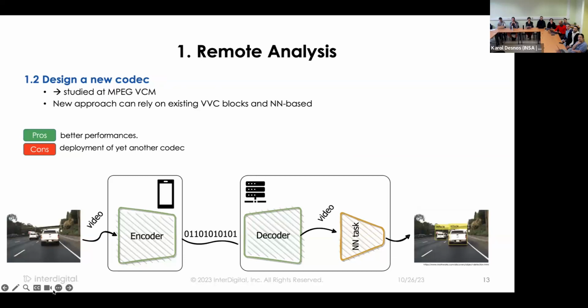And then MPEG VCM. Of course, the pro is you're not enabling something new, but you can perform way better than even VVC if you know your end task. Maybe you don't need the background. Maybe I just want to know that this is colored. I can already segment and not transmit the rest of the windows and things like this. So even by reusing VVC in a smart manner, you're going to have huge gains.